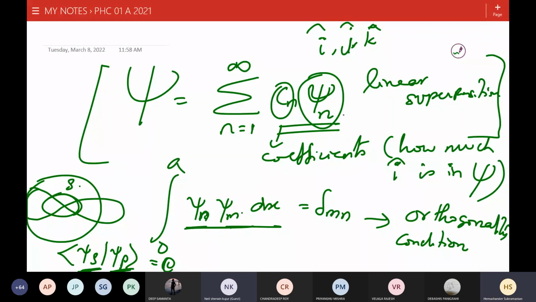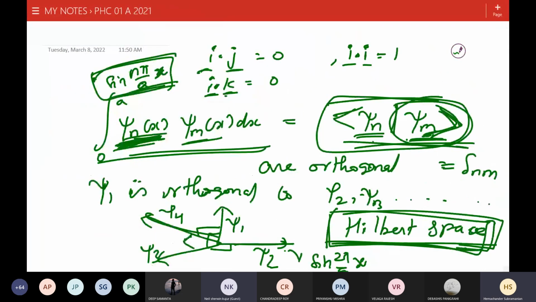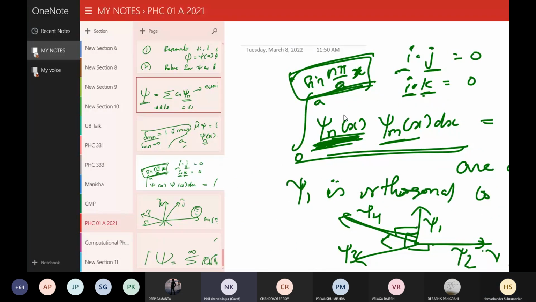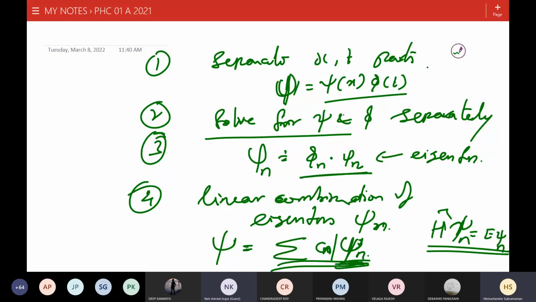All right, so this is the machinery of quantum mechanics. So what you do is, sorry, the list. Where did I have the list? Separate the variables, find the wave function, find the eigenfunctions, and then put them together. Then do the linear combination of all the eigenfunctions to get the general solution.